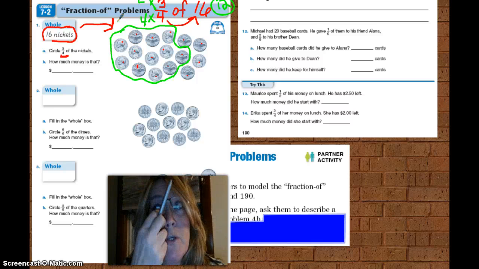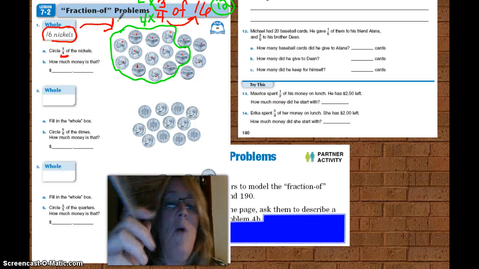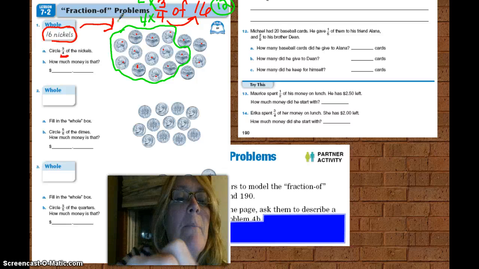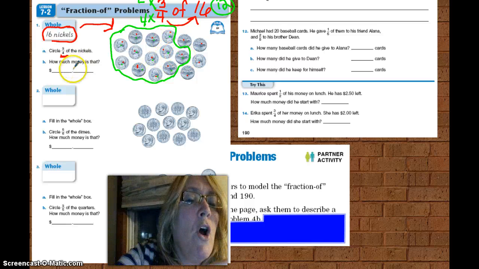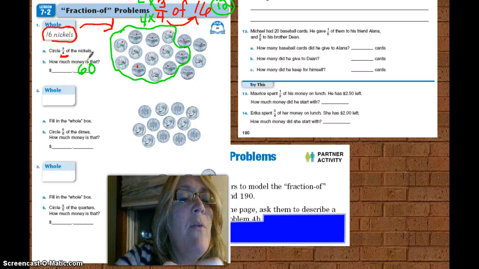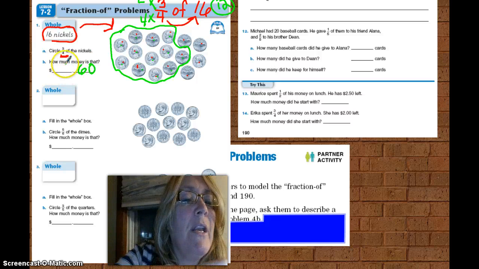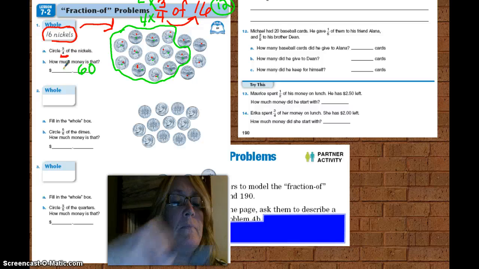So how much is 12 nickels? Well, we could find that out easily by counting up by 5s. 5, 10, 15, 20, 25, 30, 35, 40, 45, 50, 55, 60 cents. Notice my decimal point is right here, so the 60 goes after the decimal point. If I would have had $1.60, I would have written the 1 in front of the decimal.